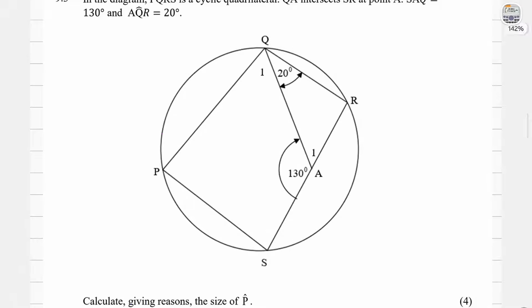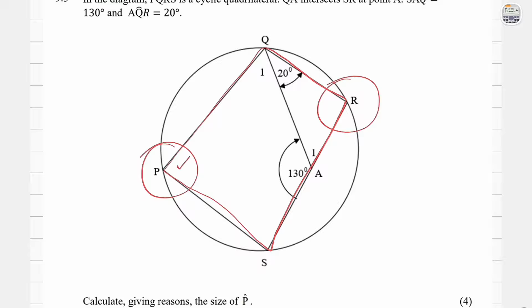How do we find that? Now, don't go start finding random things, because if you do that, you end up wasting time. Let's create a strategy to find angle P. Because angle P is at the circumference and we have a cyclic quad, we can focus on using the opposite angles of the cyclic quad. So it means that in order to find angle P, we need angle R. So how do we find angle R?